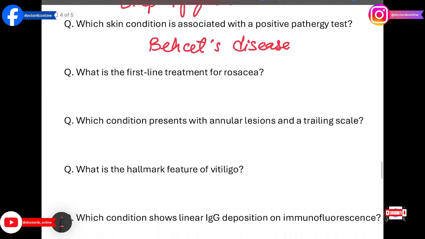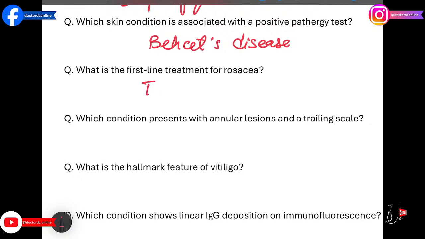What is the first-line treatment for rosacea? Topical metronidazole. It reduces inflammation and papules in this chronic facial condition.